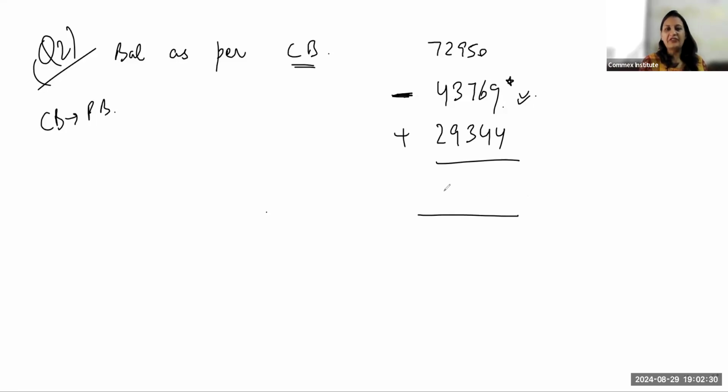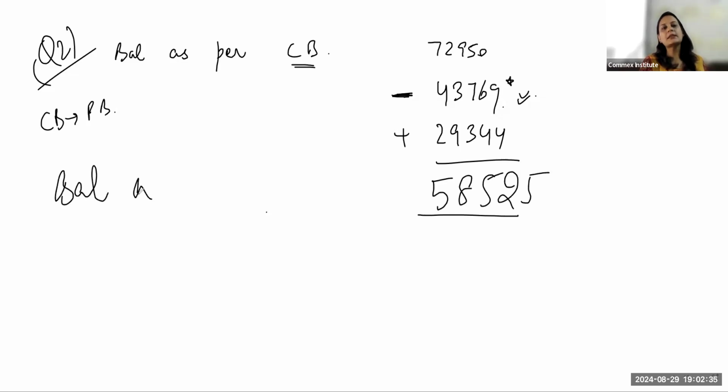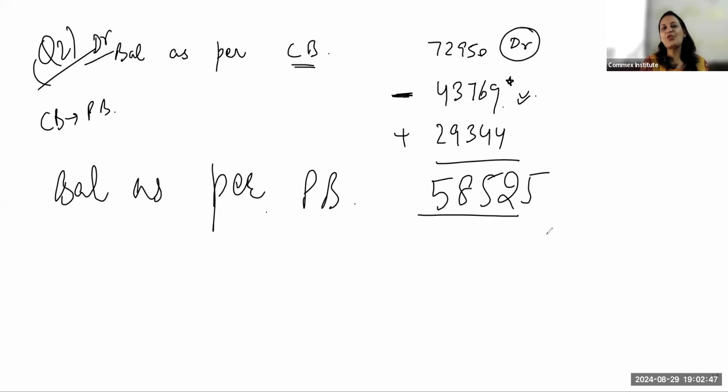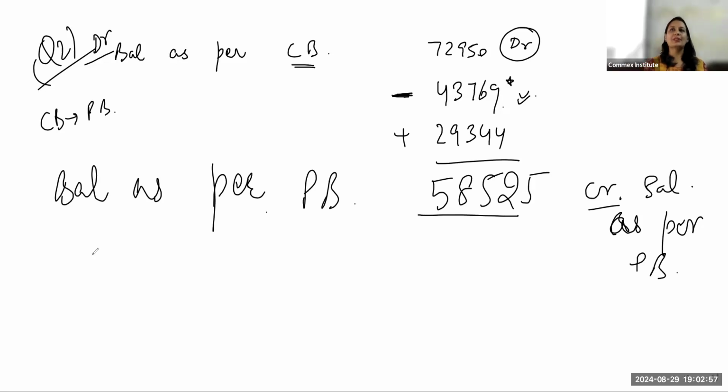58,525. This is what I call as balance as per passbook. और वैसे अगर ये बोलना चाहो तो ये हमारा डेबिट बैलेंस था एज पर कैश बुक, और ये आया मेरा क्रेडिट बैलेंस एज पर पासबुक. अगर ये नेगेटिव आ जाता फिगर, तो हम उसको बोलते हैं डेबिट बैलेंस एज पर पासबुक. ठीक है, वो दोनों ही इक्विवेलेंट होंगे, ओवरड्राफ्ट हो जाता वो. ठीक है, अभी डेबिट क्रेडिट के चक्कर में मत पड़िए, अभी ऐड लेस करना सीखिए.